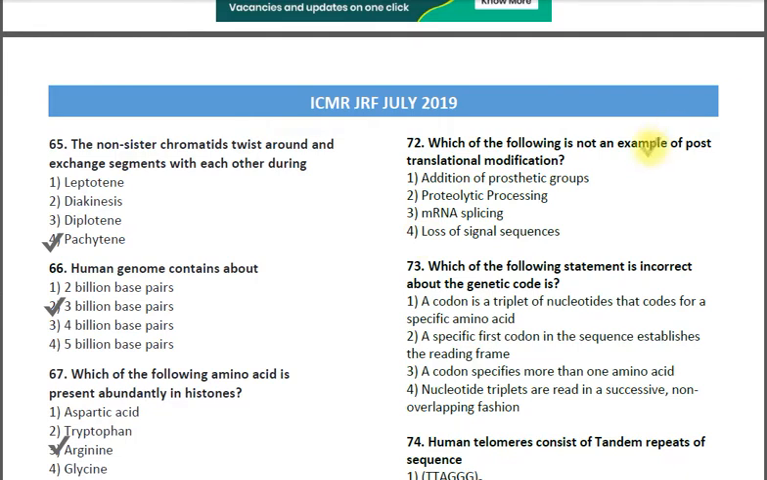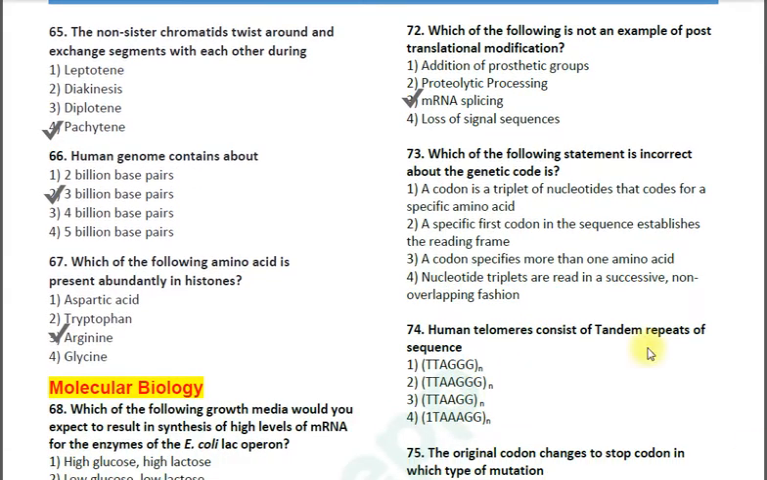The correct one is option 3, which is mRNA (messenger RNA) splicing.